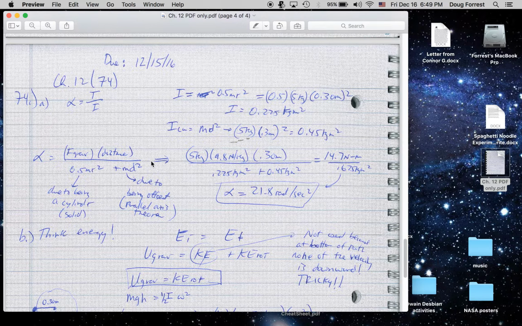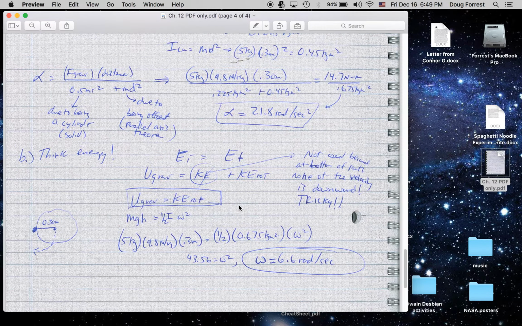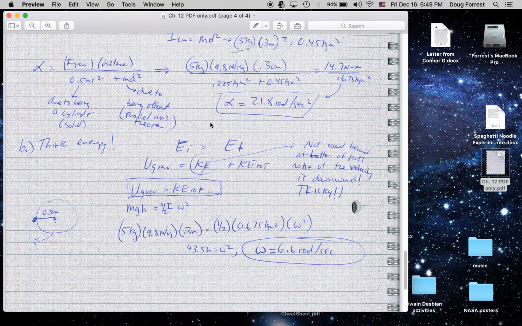And the parallel axis theorem basically says, how much extra inertia do we have because this thing isn't rotating about the center? Well, that's simply mass times the distance the mass is away from the center of mass. So that ended up being a total in this case of 5 kilograms, but that distance is the full radius away, which is 30 centimeters or 0.3 meters. So, doing the math, 5 times 0.3 squared, 0.3 squared is 0.09, times 5, that's 0.45. So overall, you combine all these things together, you get 14.7 newton meters divided by 0.675 kilogram meters squared, and that's around 22 radians per second squared. So kind of a lot for the angular acceleration there.